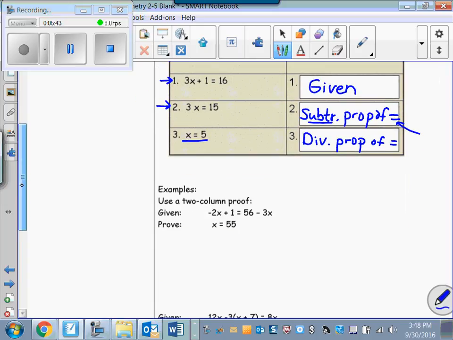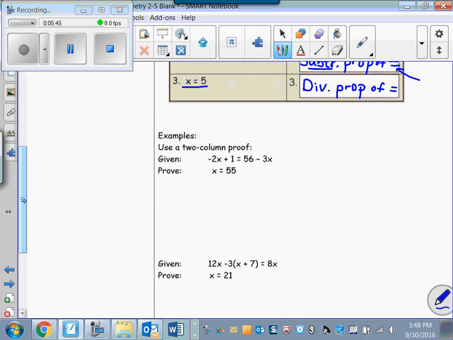Let's do another. Oh, this one's not even drawn out for us. We have to do it ourselves, and we better get used to that. So all we're going to do here is we're going to write statements. And over here we're going to put our reasons. And of course we're going to number everything. And our first statement will always be something that's given to us.